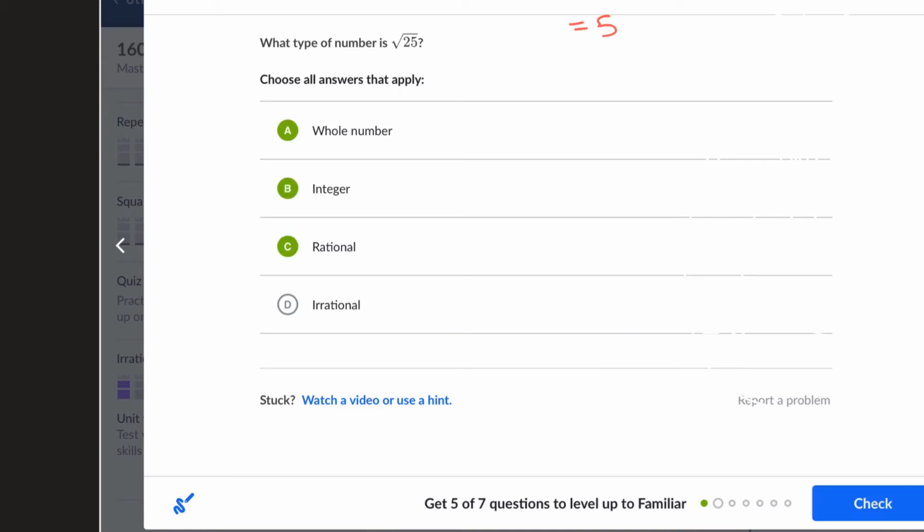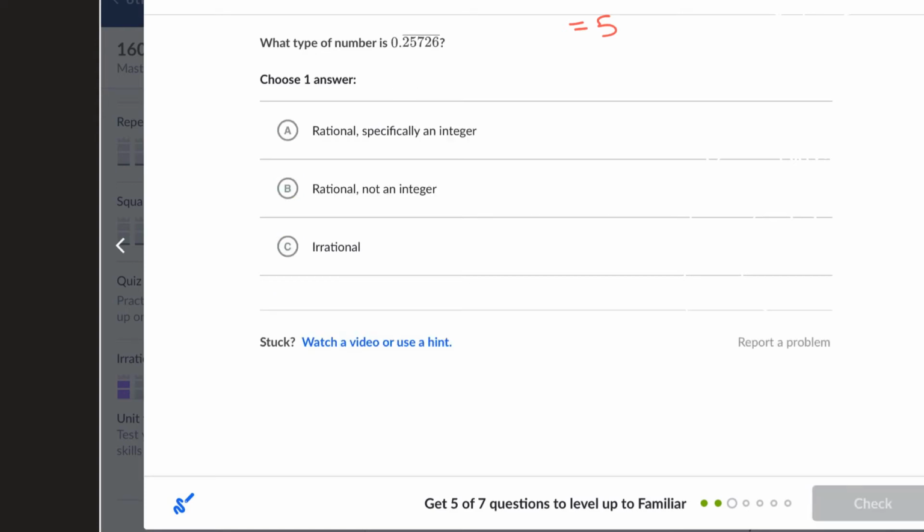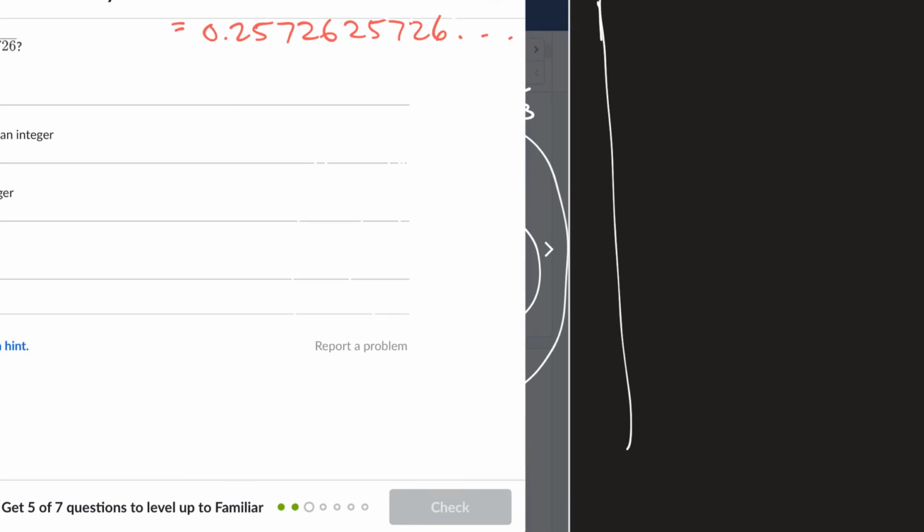All right. Let's try another. Ooh, here's a big old decimal here. Let me erase this here. So this is a repeated decimal. It's a decimal that repeats. This is equal to 0.25726, and it just keeps on going. Now this is definitely rational because I brought that over here. Let me bring this here.